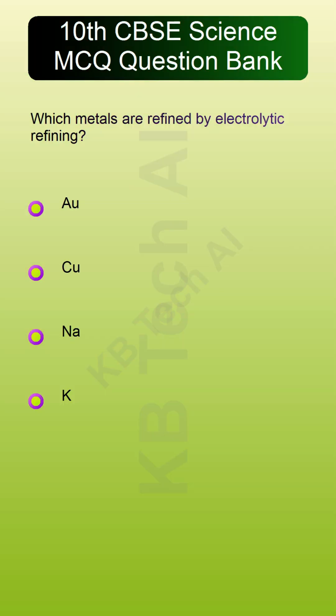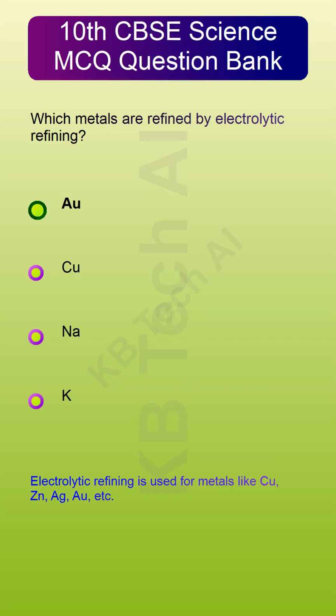Which metals are refined by electrolytic refining? Option 1, Au, Option 2, Cu, Option 3, Na, Option 4, K. The answer is Option 1, Au.